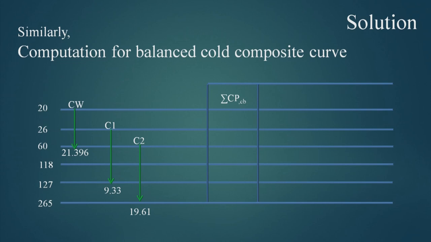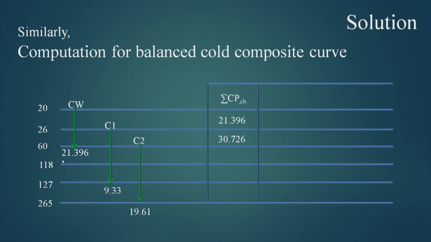Now, we compute the summation of Cp values in different temperature intervals. In the first interval, it is 26 to 20 and only the cold utility is working. So, here 21.396 will be written. However, for the 60 to 26 temperature interval, two streams are working, C1 and Cw. So, this value will be a summation of this and this value.